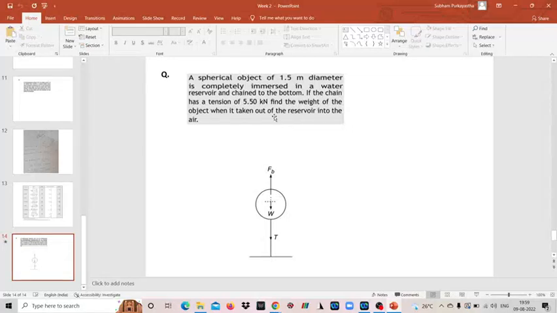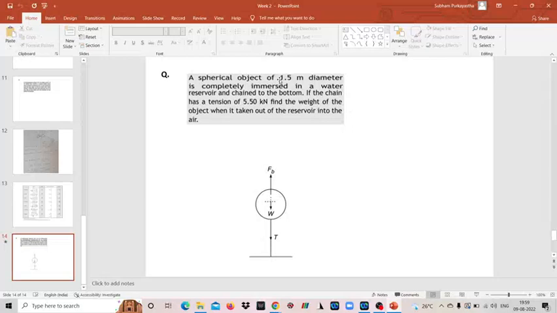But here, what does the Archimedes principle state? Whenever a body is underwater, say in any fluid, whatever volume of that body is inside the fluid, that much volume of the fluid will get displaced. Is it clear? Okay, fine. That is the first thing.